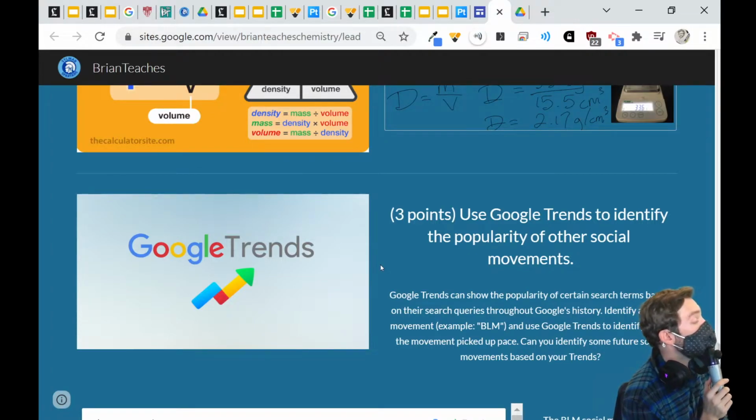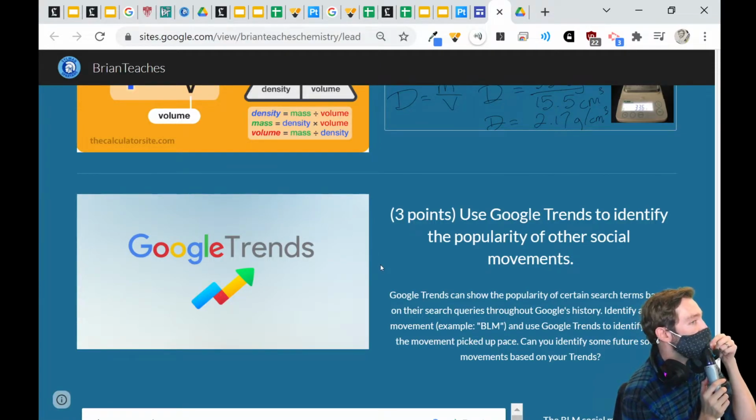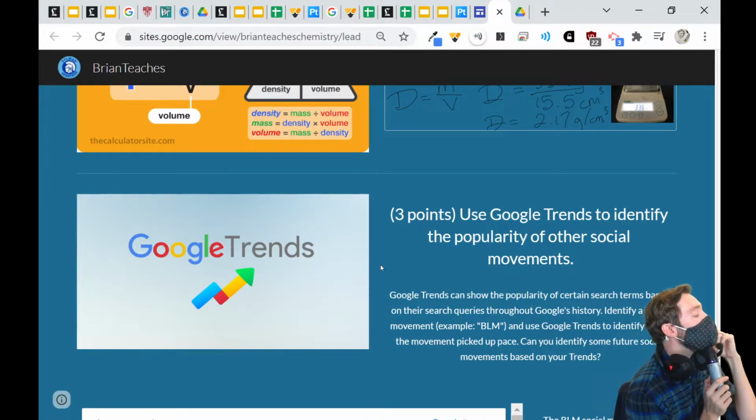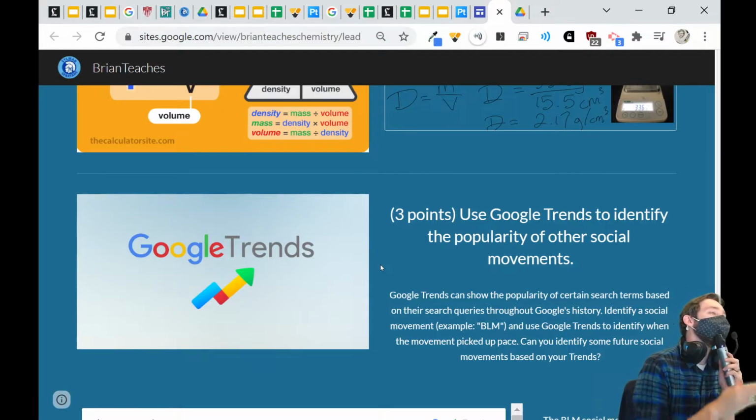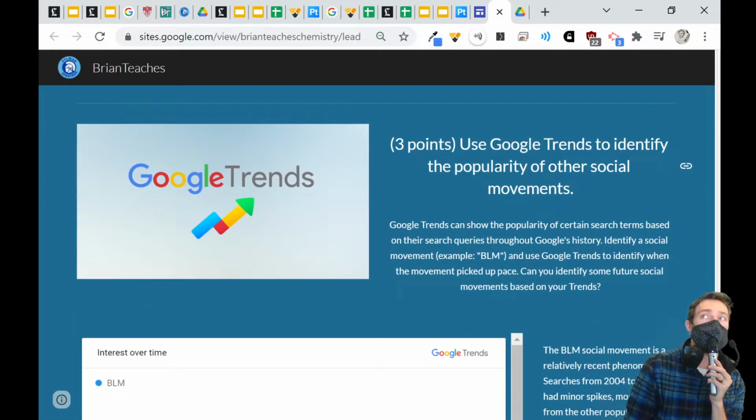Google. When people are interested in something, aren't they usually going to Google it? So Google Trends actually offers you the opportunity to see how frequently certain search terms are used. You can see that based off of time and in comparison to other terms. So you're going to use Google Trends to identify the popularity of some social movements.